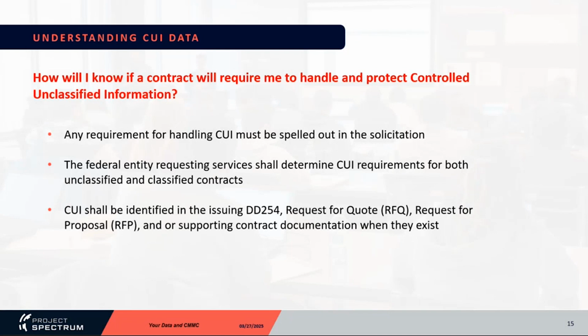Now, CUI needs to be identified in the issuing DD 254, the request for quote, or the request for proposal, and any supporting contract documentation that comes along after that, it will also be spelled out in there. So again, the contract is really what's going to drive you when it comes to understanding whether or not you're going to be handling CUI and you need to jump up to CMMC level 2.